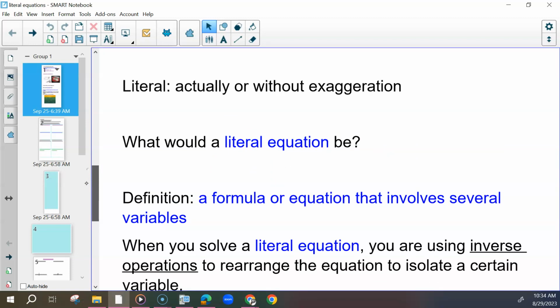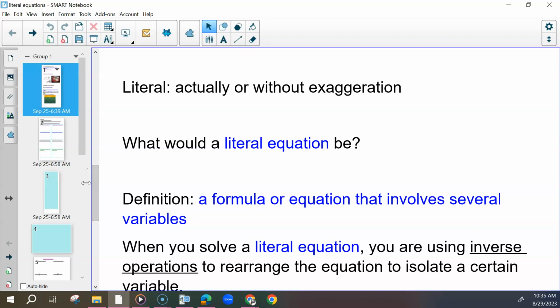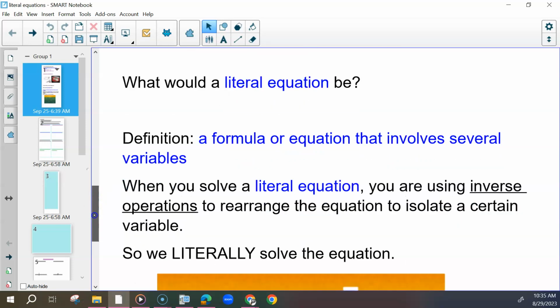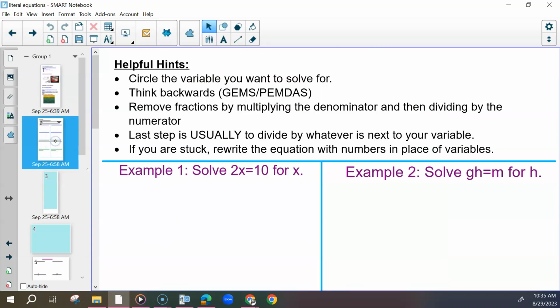It's a formula or equation that involves several variables where we solve the equation like a normal equation, but we are not getting a numerical answer. We're not getting an actual answer. We're not going to get x equals 2. We're just going to solve the equation like it had numbers, so actually solve it, but not get an actual answer. It's a little confusing. Great, so go on to the next page.